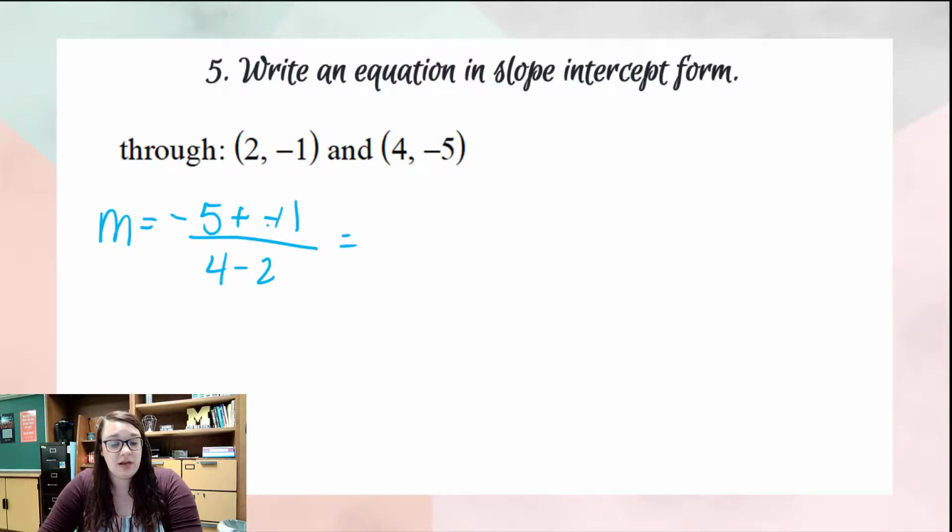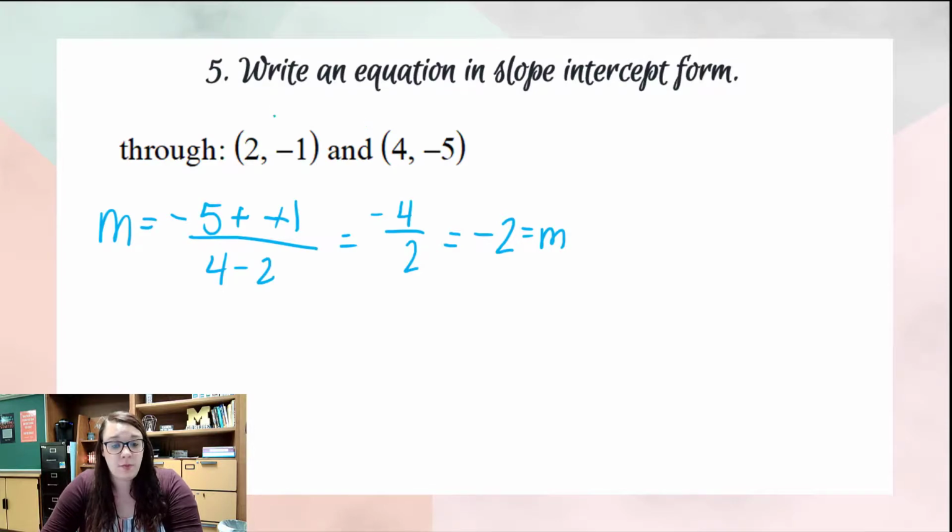My double negative becomes a positive, so really I've got negative 5 plus 1, or negative 4 on top. On bottom, 4 minus 2 is 2. I can simplify negative 4 over 2 is negative 2. I now have my m. Let's use this m as well as one of the points x, y to solve for b.